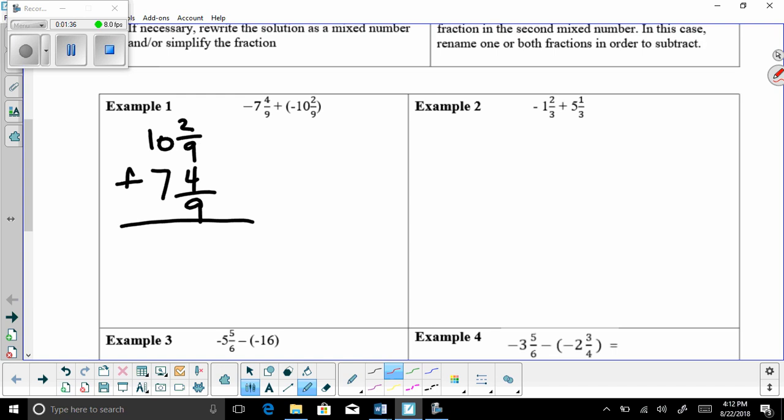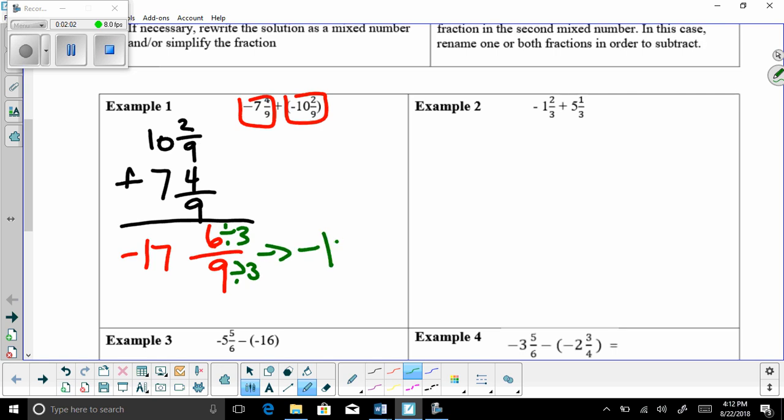So what we're going to do now is we're going to add the fractional part. 2/9 plus 4/9 gives me 6/9. 10 plus 7 gives me 17. Both of my numbers were originally negative, so I know that my final solution is negative. The only thing I need to do now is simplify my fraction. Both of these numbers can be divided by 3. So my final answer is -17 2/3.